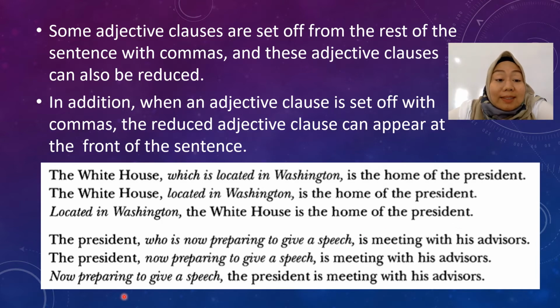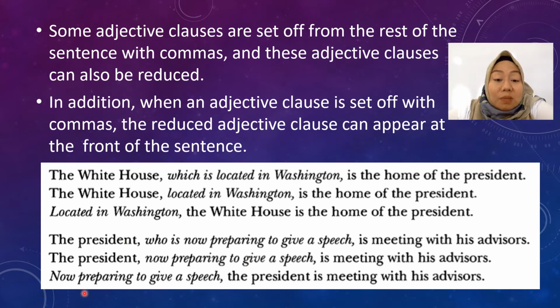Let's take a look at another example here. The president, who is now preparing to give a speech, is meeting with his advisor. We can reduce the adjective clause here by omitting the adjective clause connector and also the be form, right? So the sentence becomes, the president, comma, now preparing to give a speech, comma, is meeting with his advisors. Or we can also move the reduced form of the adjective clause into the beginning of the sentence.